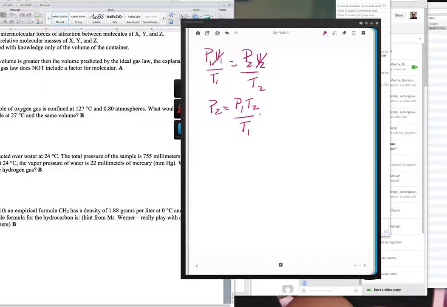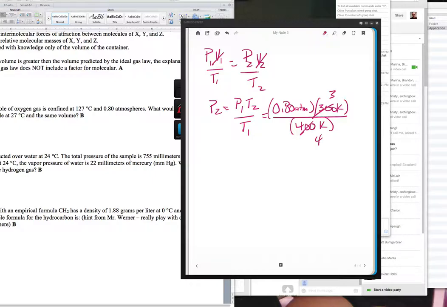So the 0.01 moles doesn't really matter at all. The P1 is 0.80 atmospheres. The T2, we move to Kelvin. So 127 plus 273, is that 400? Oh no, T2. I'm sorry, 27 plus 273. That's 300, right? 300 Kelvin over the first temperature, which is 400 Kelvin. And so that's basically 3 over 4.